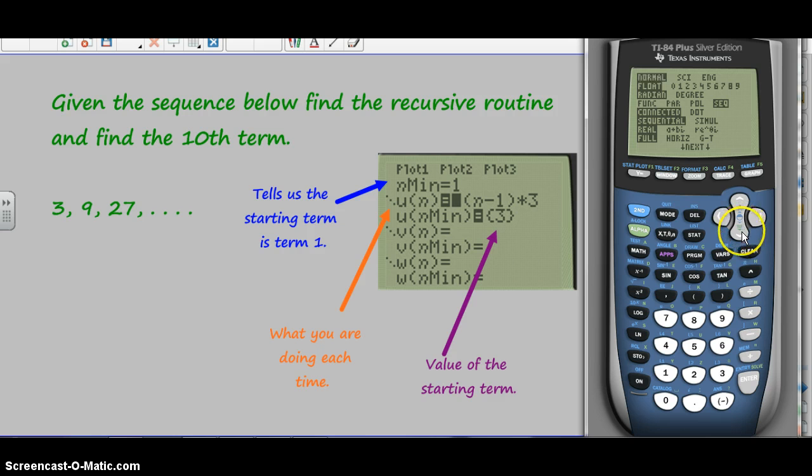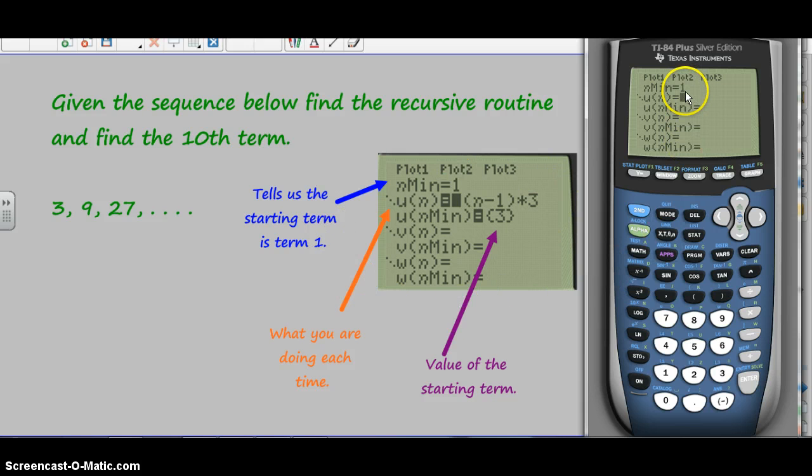If we change our mode, we want to make sure that it is on sequence. That is over here, and when you have the cursor highlighted over it, you'll want to make sure you hit enter. Next, you can exit the screen by hitting second mode. And if you go into the y equals, you'll see a screen similar to the one shown in my demo.